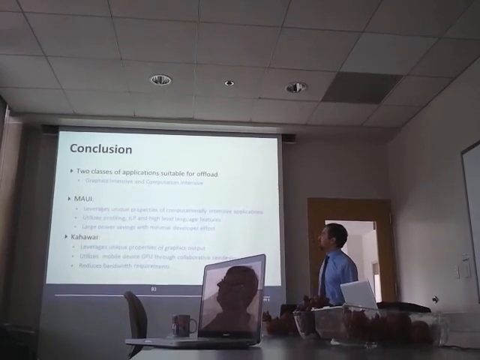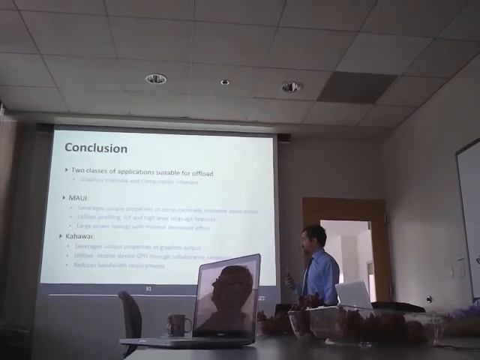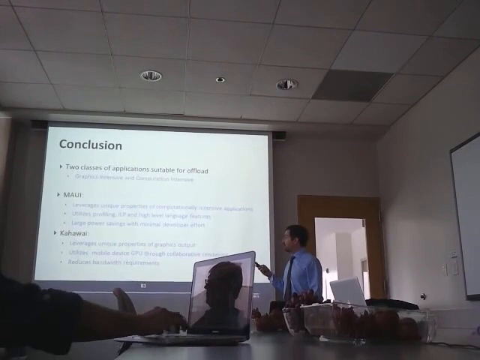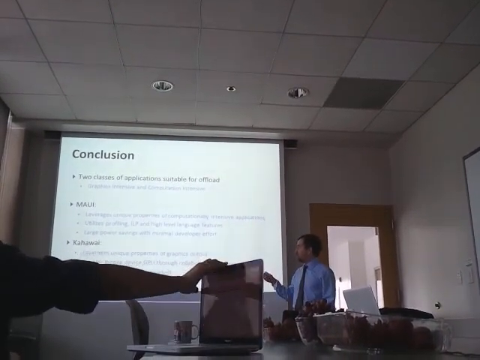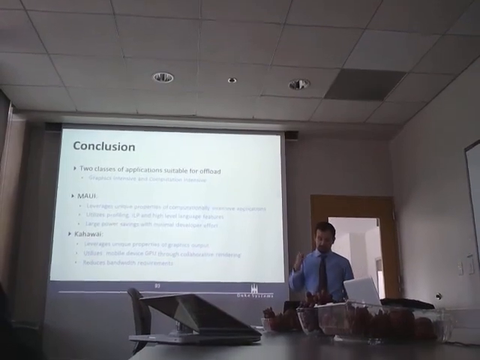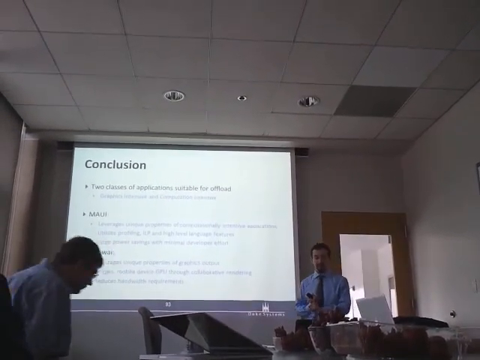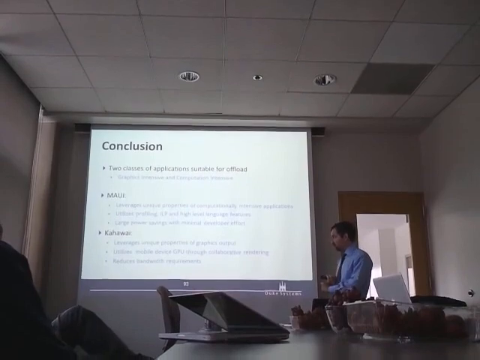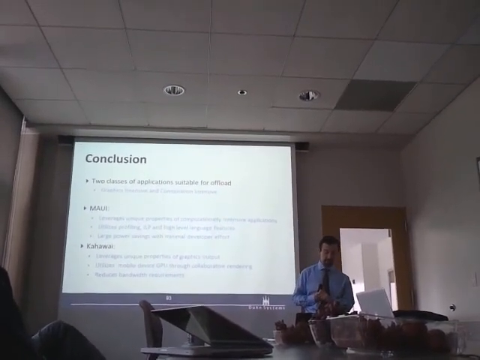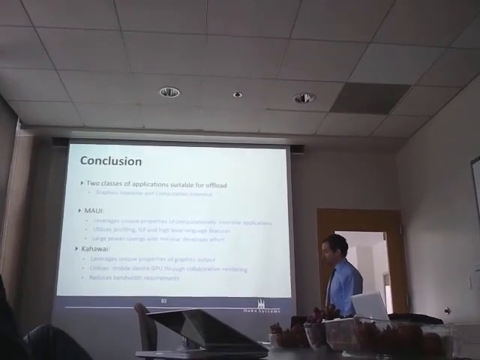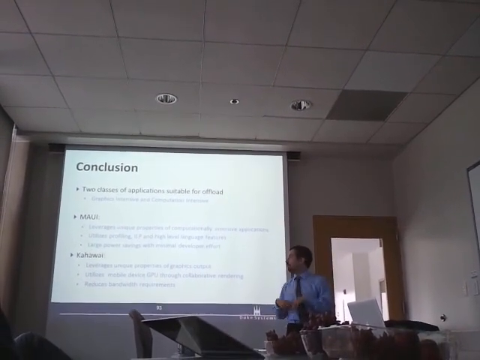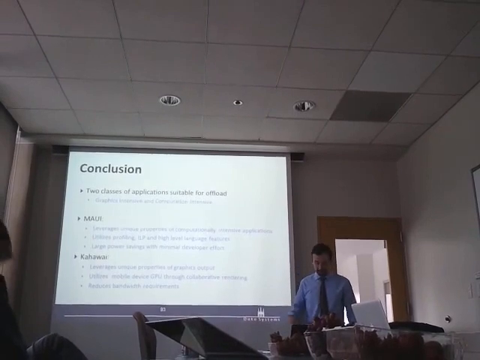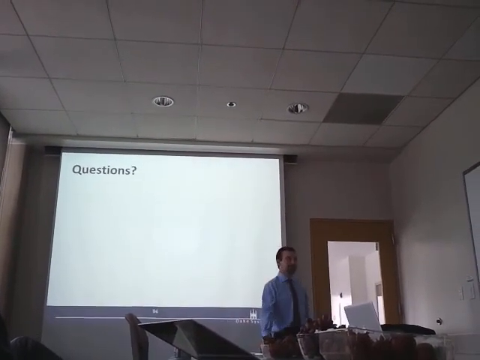And in conclusion, we have two classes of applications that are suitable for offload that will cover a large portion of the spectrum: graphics intensive and computation intensive. For computation intensive, we have Maui, which takes advantage of unique properties of computation intensive applications, using profiling from the device, a graphical application mixed with a solver, and high-level language features to provide savings in terms of power and performance with minimal effort. And we have Kawaii, which takes advantage of the properties of graphics output and uses the mobile GPU in a collaborative way to get a reduction in the bandwidth requirements of the application. And that's it. So, the questions now.